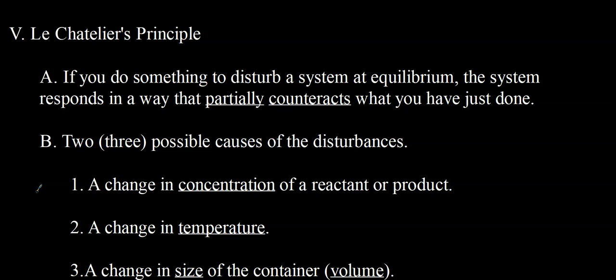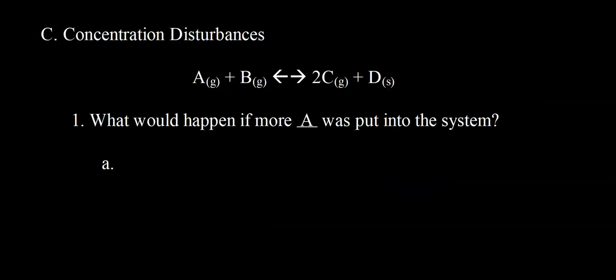So let's take a look at a hypothetical situation. Here's our system. We have A and B that react to produce C and D. Let's take a look at this situation. We have this at equilibrium. All four substances are present. A, B, C, and D are present in the container. What would happen if more A was put into the system? And so what I want to look at is the initial changes. So initially, what's going to happen?